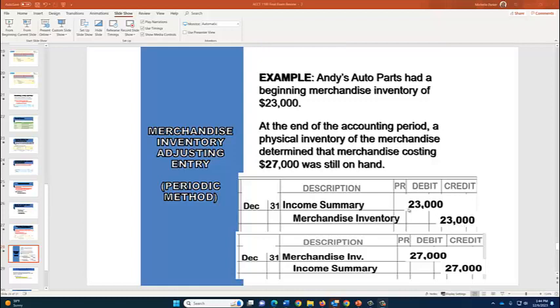And we're going to debit income summary. Then we need to put the $27,000 on the books. And to do that, we debit merchandise inventory for $27,000 and credit income summary. So it is a two-step process. The first entry removes the old figure with a credit to inventory, and then the second entry adds the new figure to merchandise inventory with a debit.